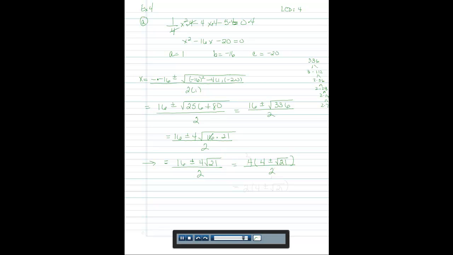And what's outside the parenthesis, 4 divided by 2, that can be reduced. So our answer is 2 times the quantity 4 plus or minus the square root of 21. There we go.